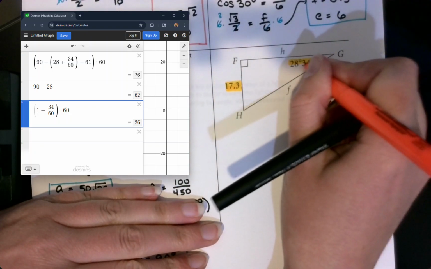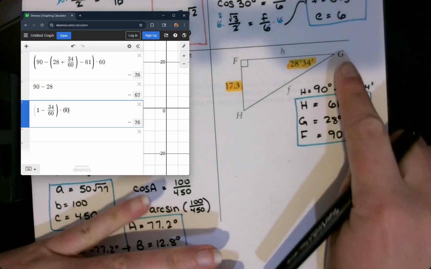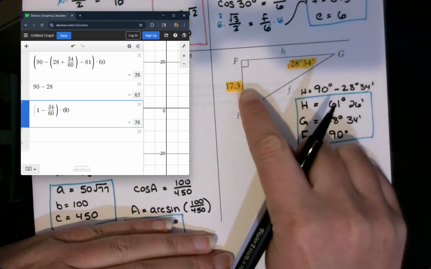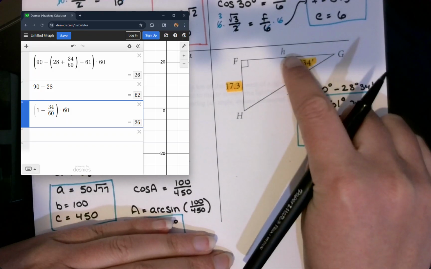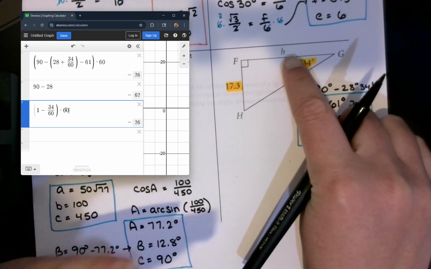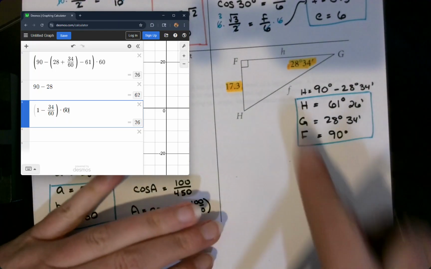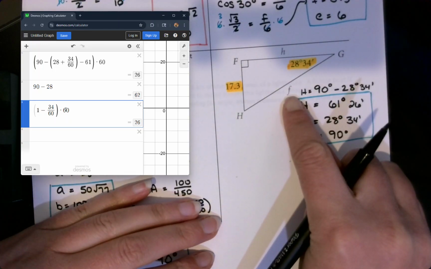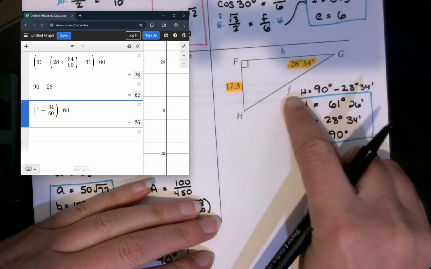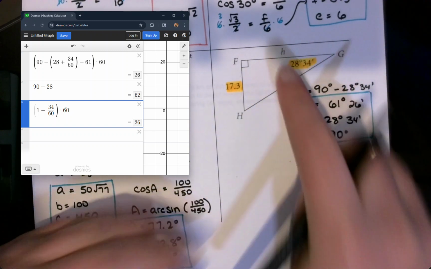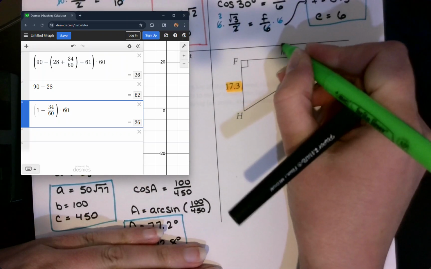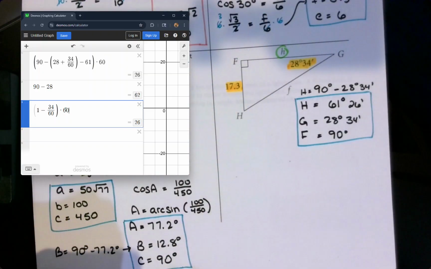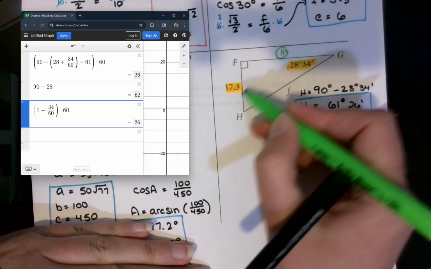So I know from angle G right here, I know its opposite side. So I can go ahead and find the hypotenuse, or I can go ahead and find the adjacent side, my choice. If I found F, that would be using a sine function or a cosecant function. And if I found H, I'd be using a tangent function. Let's just go ahead and find H first this time. Why not? Because we have not yet used a tangent on the page. So let's just do a demonstration of that.